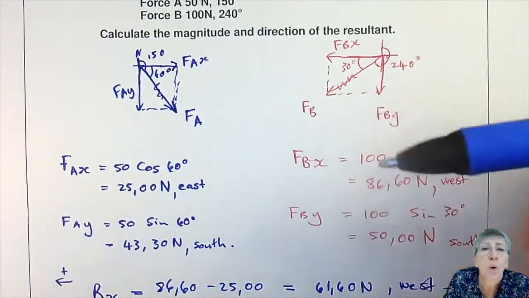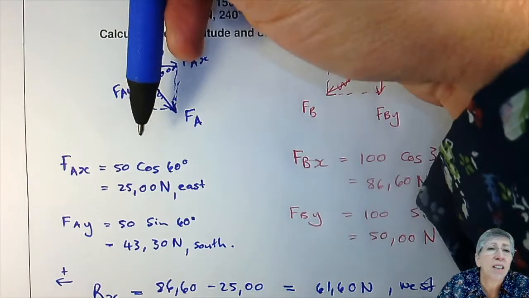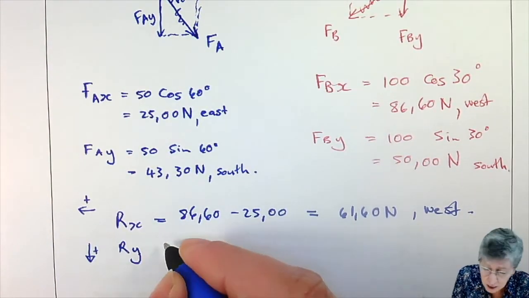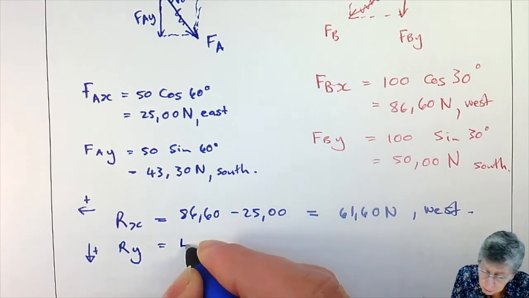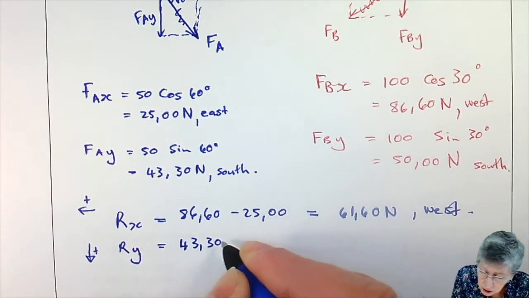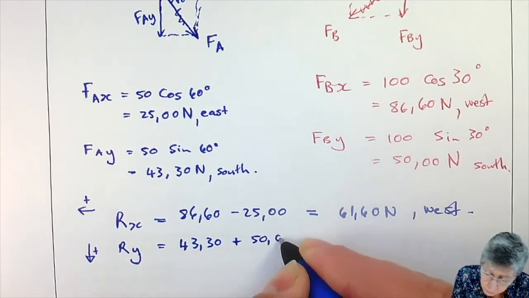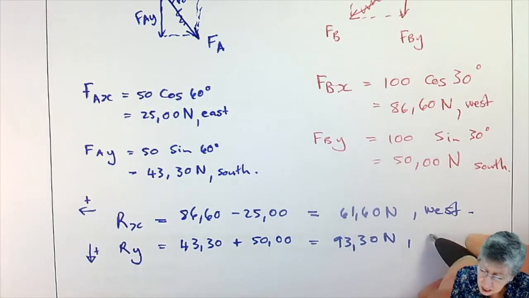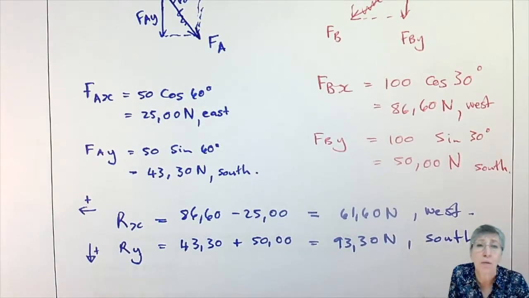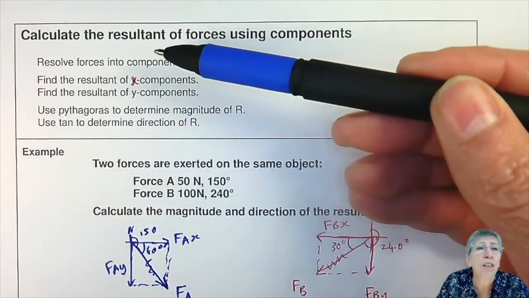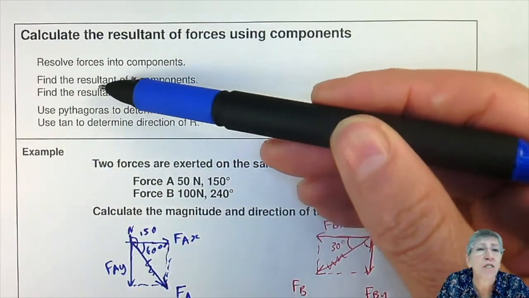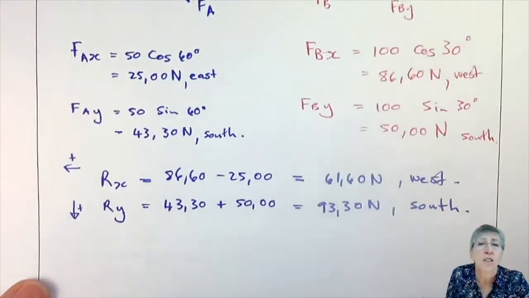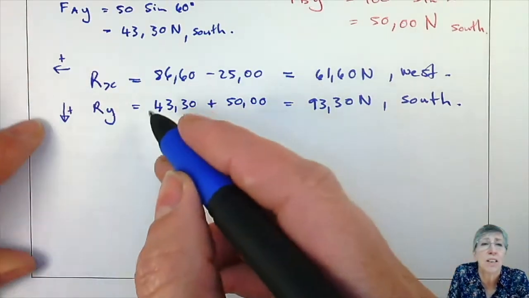Let's do the same for Ry. Now the resultant in the Y component, now this component is down and that component is down as well. So definitely going to use down as positive, and that means I'm actually adding them together. So I have 43,30 plus 50. And that means I end up with 93,30 Newton, and that is now towards the south. So now I've resolved the force into components. I found the resultant of the components, and now I'm going to use Pythagoras and tan to get the direction and magnitude.